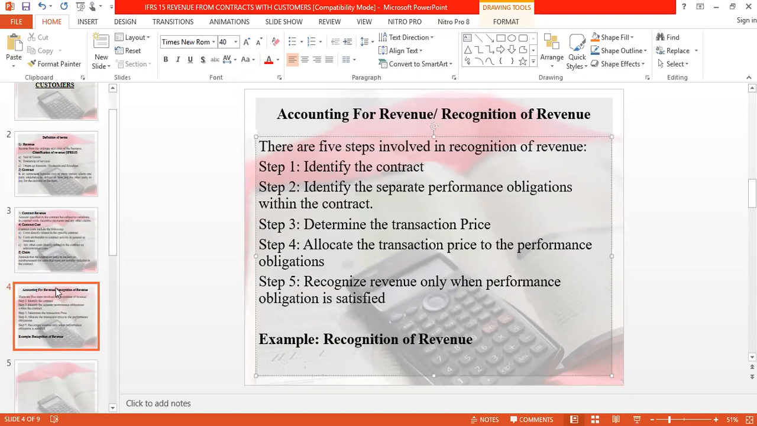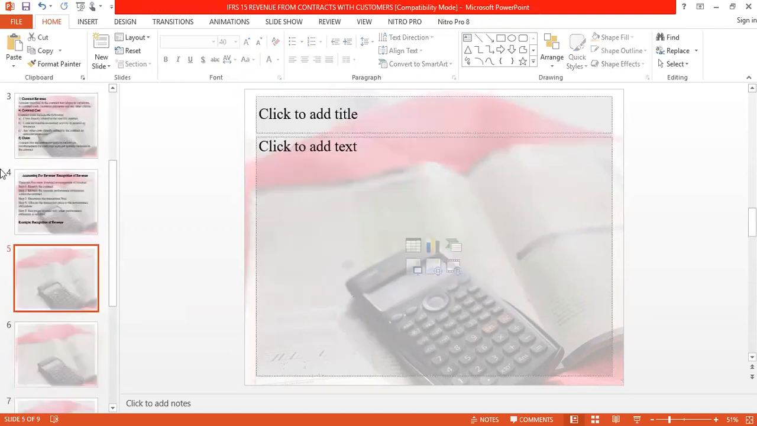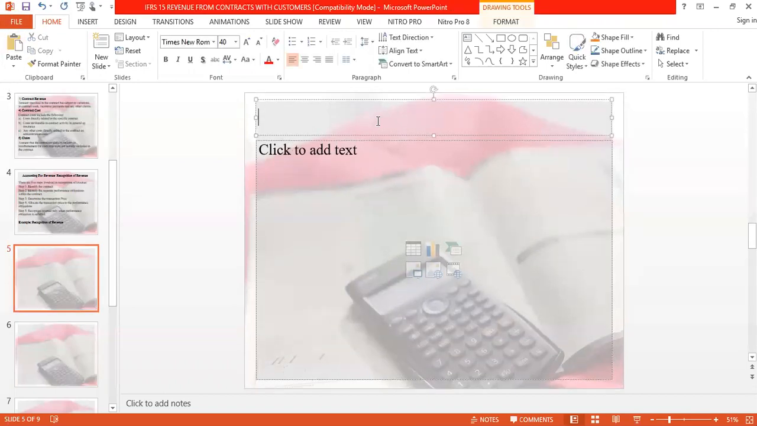So next, we want to move now a step further. We have seen how to recognize revenue. So next, we want to look at recognition of contract revenues and costs. So that is our next. You have now known how to recognize revenue.